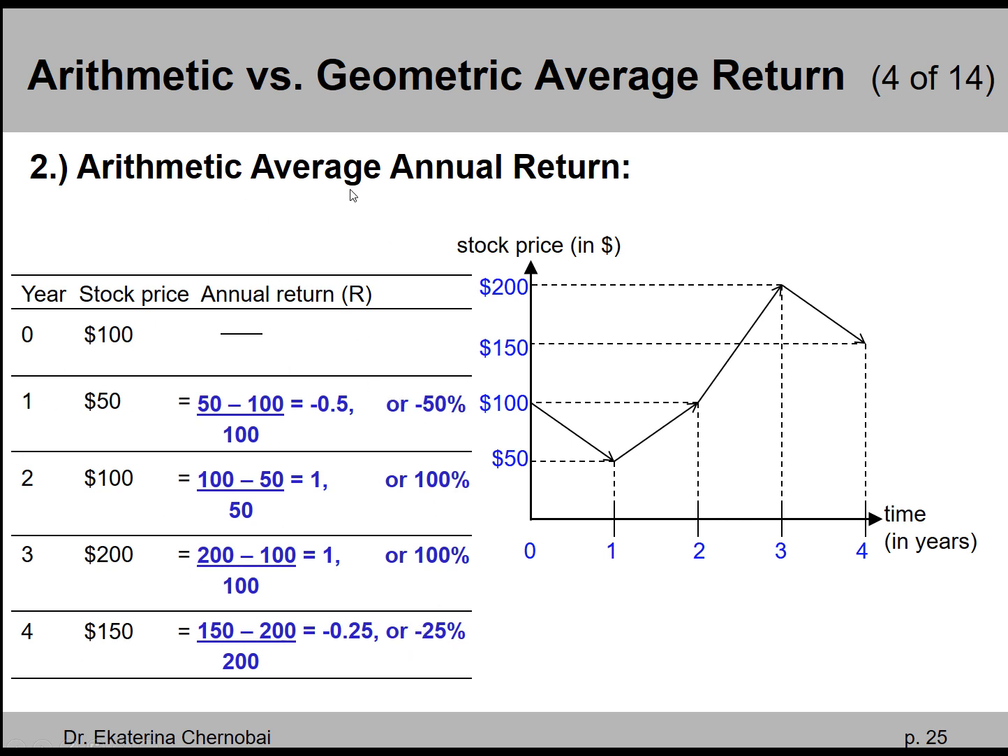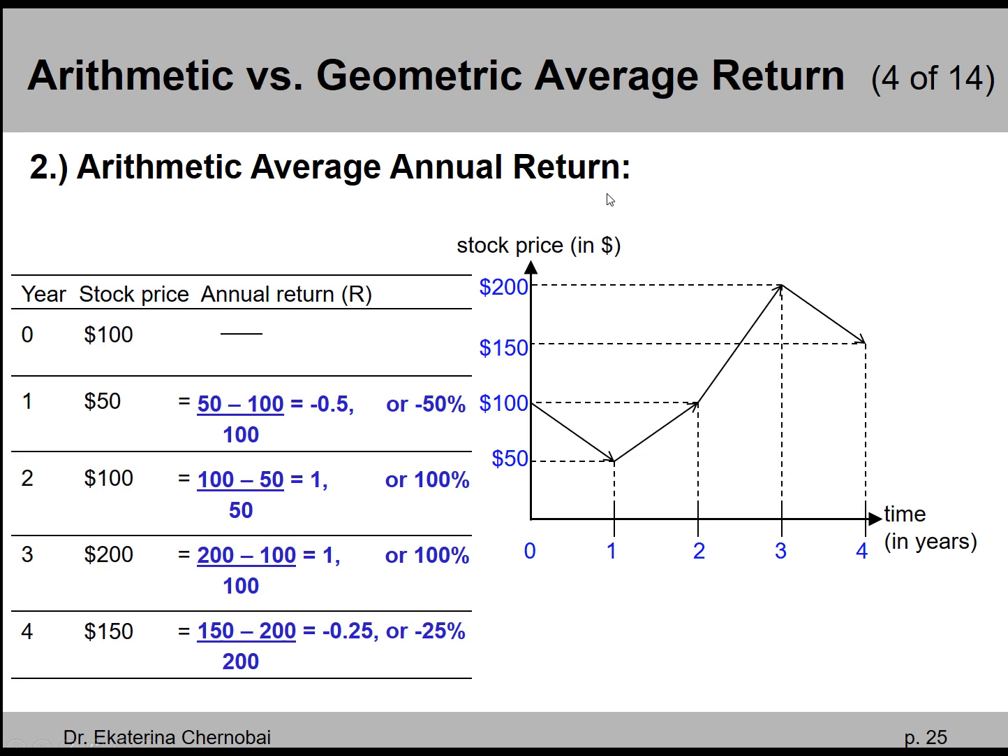Okay, so why did we have to go through this? Because we need to calculate the average annual return. And return is typically measured in percent, right? So now we have the percentages. Minus 50% in year 1, 100% in year 2, another 100% in year 3, and minus 25% in year 4. Okay, that's our starting point.